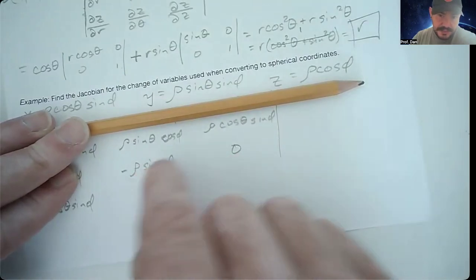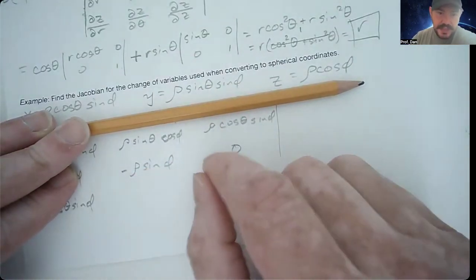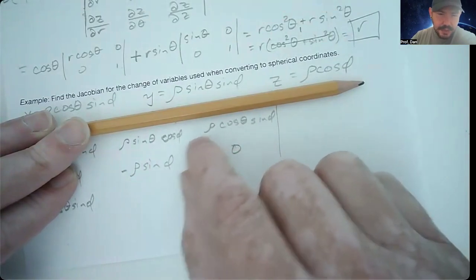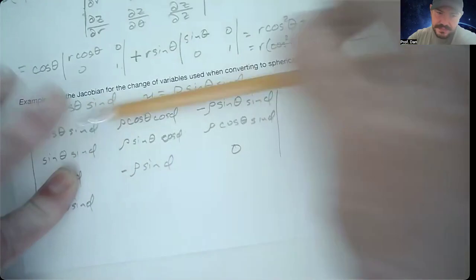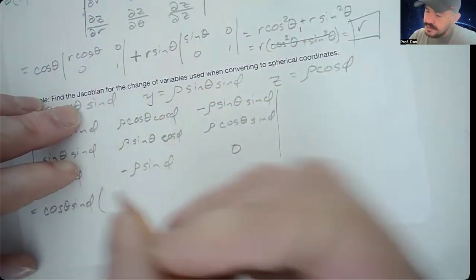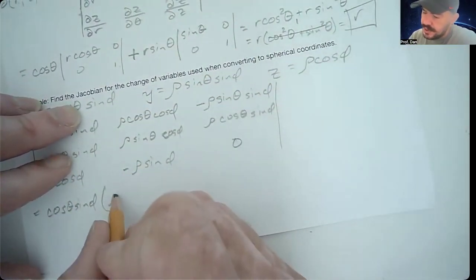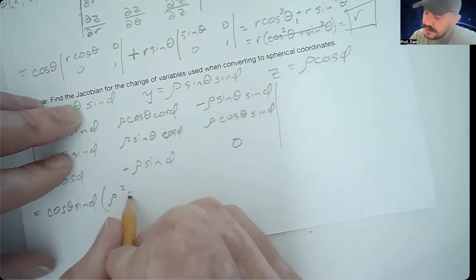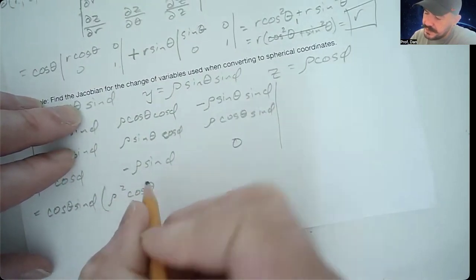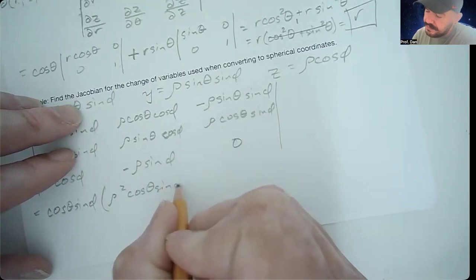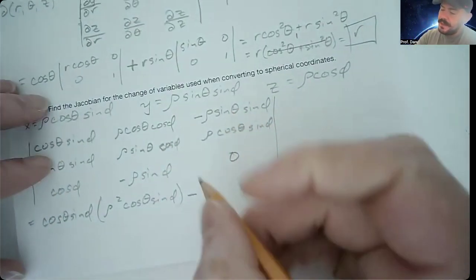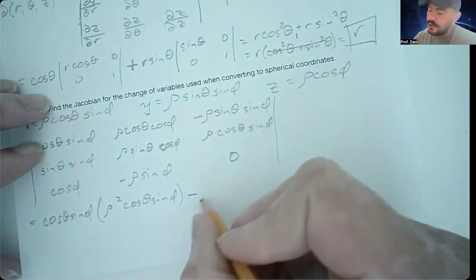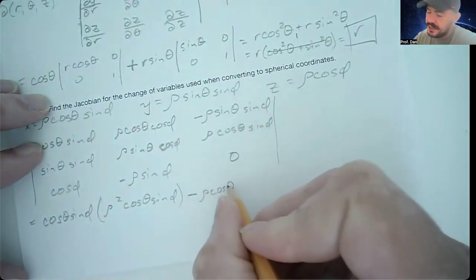Subtracting, so that negative is going to result in positive. If I multiply these together, I get rho squared cosine theta sine squared phi. So we get rho squared cosine theta sine of phi, minus, then we have this intersection, rho cosine theta cosine phi.